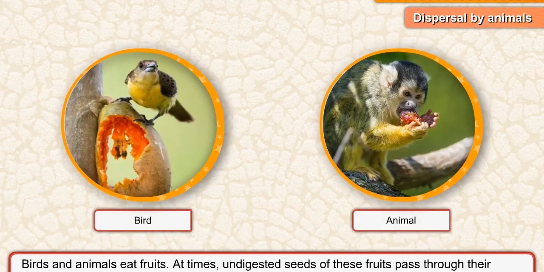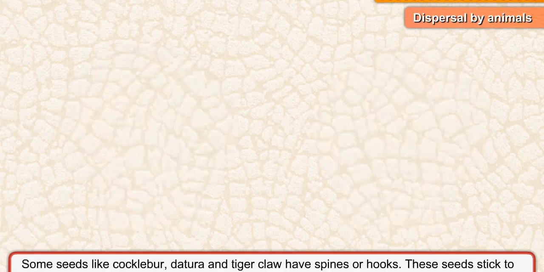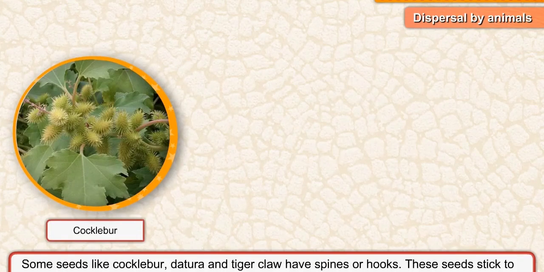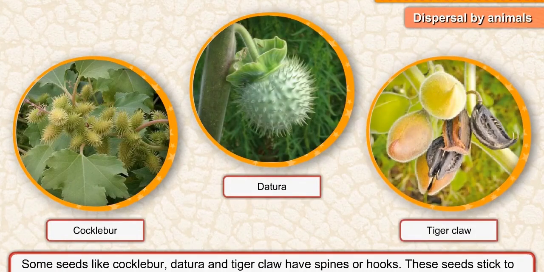Dispersal by animals. Birds and animals eat fruits. At times, undigested seeds of these fruits pass through their digestive systems unchanged. In this way, seeds are dispersed from the plant. Some seeds like cockleburr, datura, and tiger claws have spines or hooks. These seeds stick to the bodies of animals or birds and are carried away.